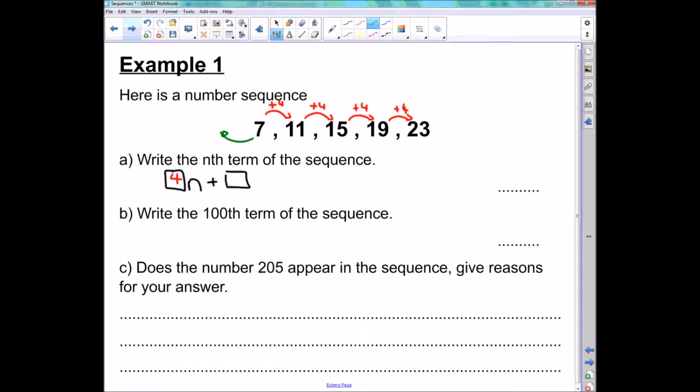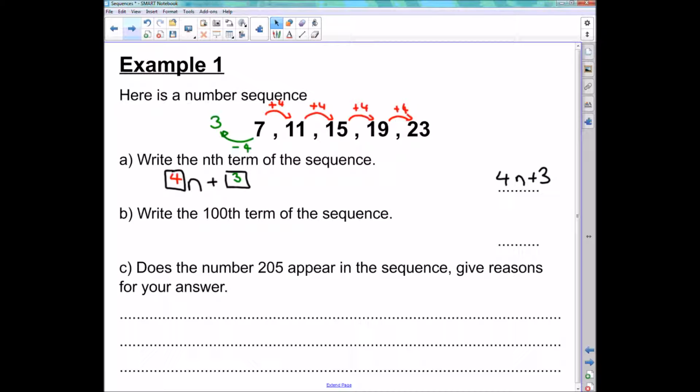Now if I was adding 4 to go up the sequence, I need to take away 4 to go down it. And that will give me an answer of 3. So my adjustment here, or my extra little bit in my second box, is going to be plussing 3. So my nth term is going to be 4n plus 3.